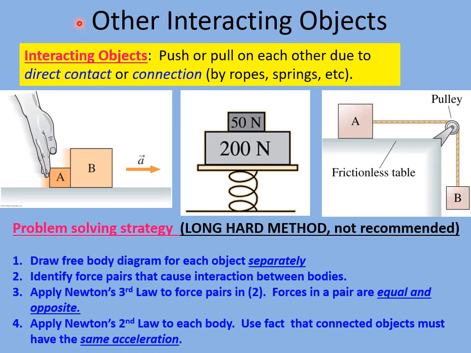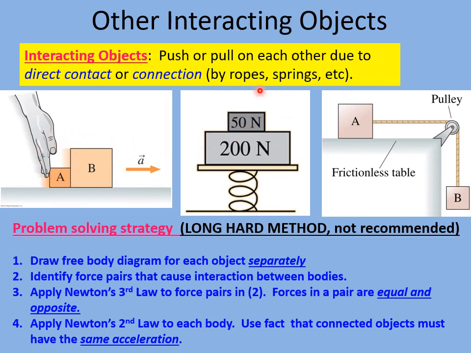As I mentioned previously, the last couple of examples were what we call interacting objects. That's the picture shown over here, where they push or pull on each other due to direct contact or connection by ropes, or you can have other contact. They can be in direct contact or with a spring or something like that. So these are a couple other pictures of examples of interacting objects. We're going to do a problem like this next.